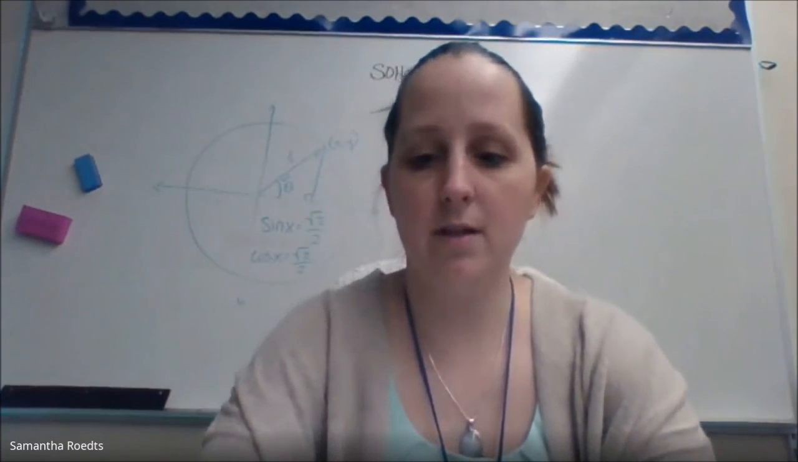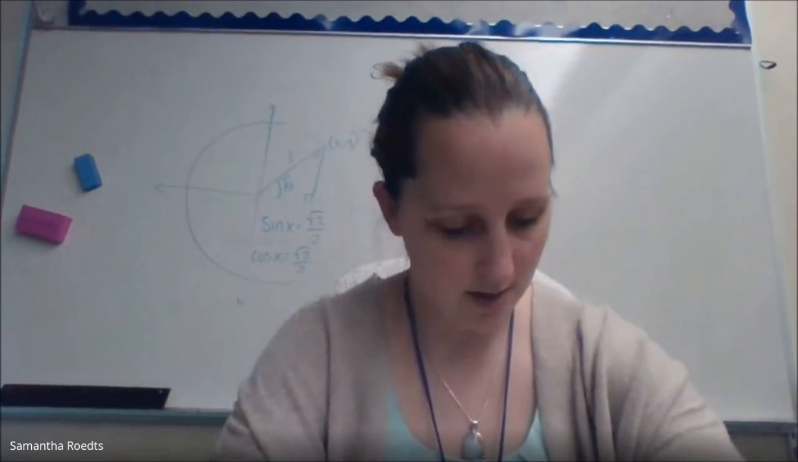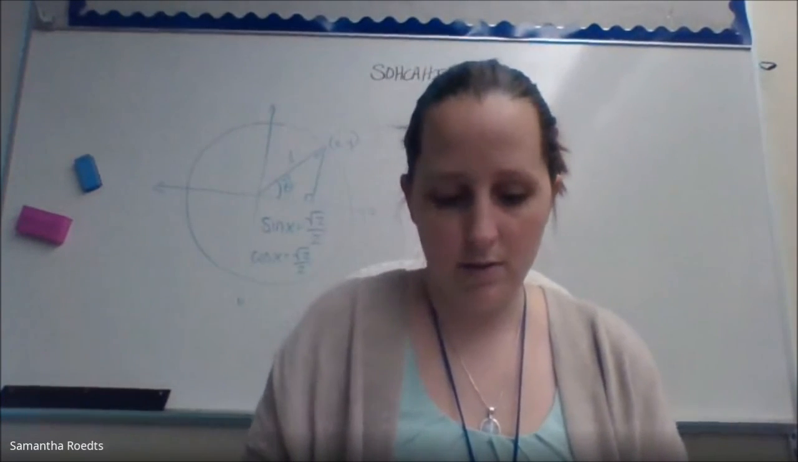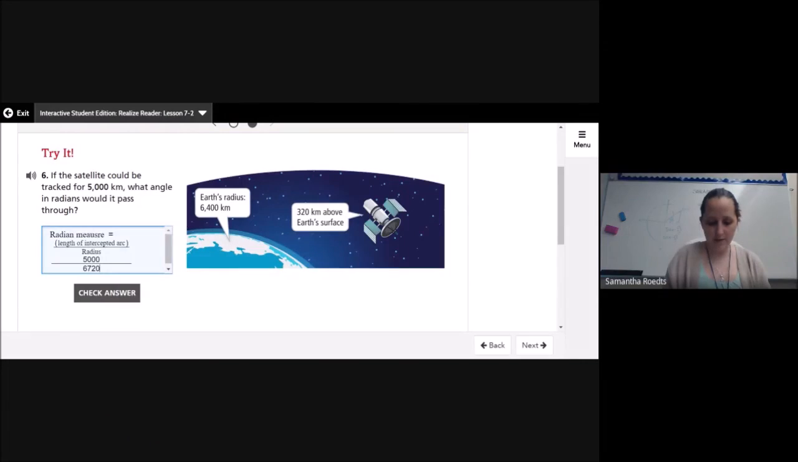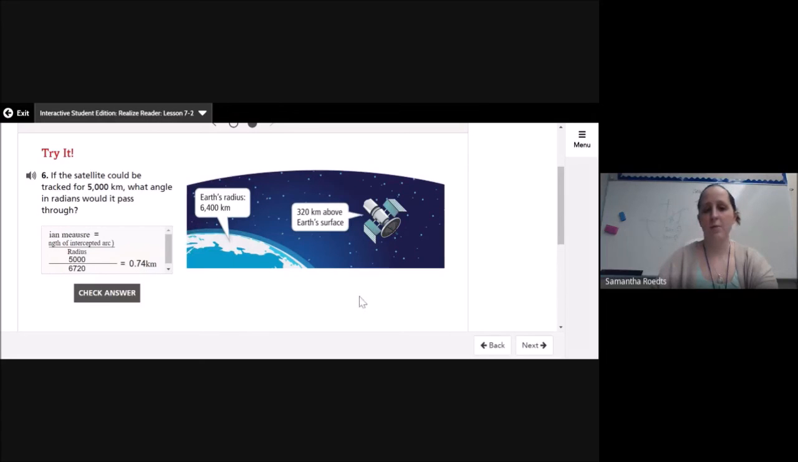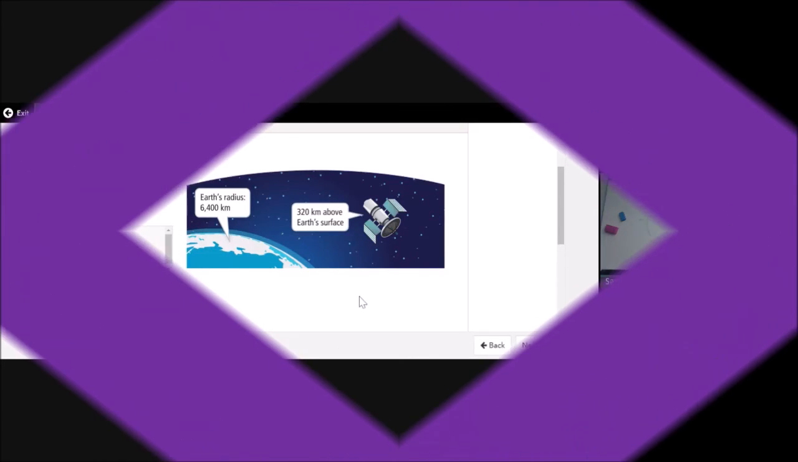So 5,000 divided by 6,720 gives me 0.74. So 0.74 radians.